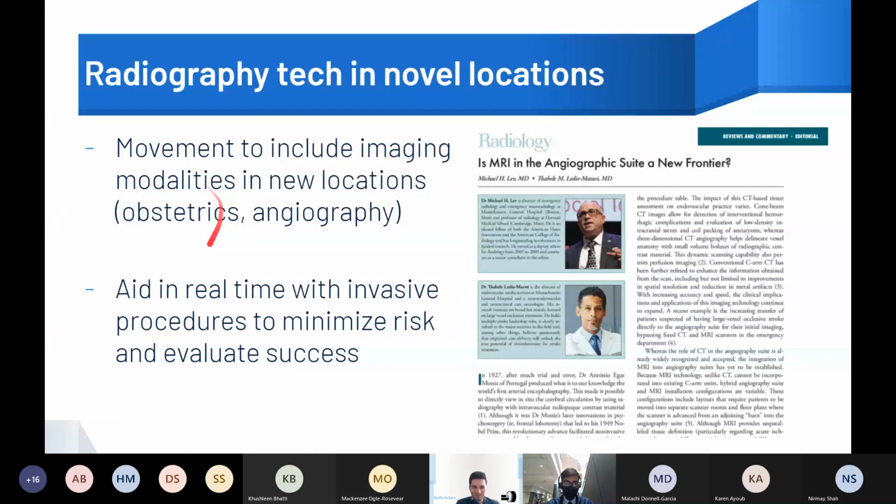Obstetrics and angiography suites are of particular concern and key to that movement. So here it says, is MRI and the angiographic suite a new frontier? And they're talking about how it should be there, because it aids in real time with invasive procedures to minimize risk and evaluate success. When you're doing procedures like C-sections, angiographies, you want to know exactly what's going on and where it's going on, so you can minimize risk to the patient, and including radiology tech in those locations helps clinicians reduce the risk to patients.